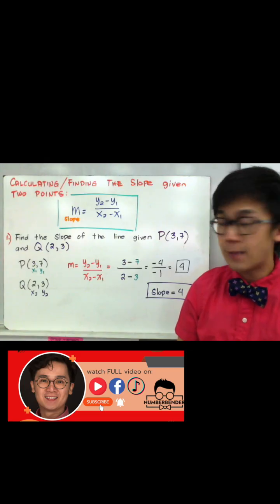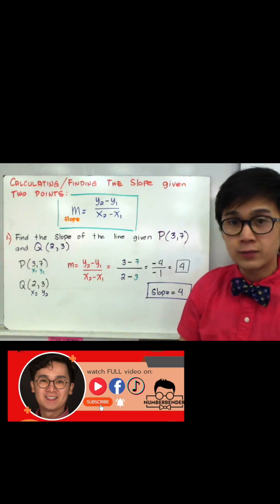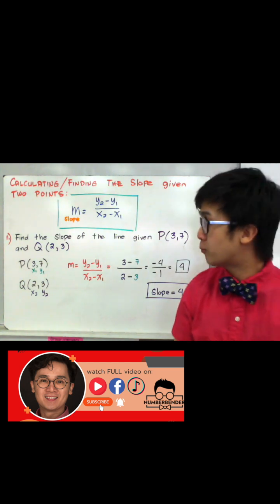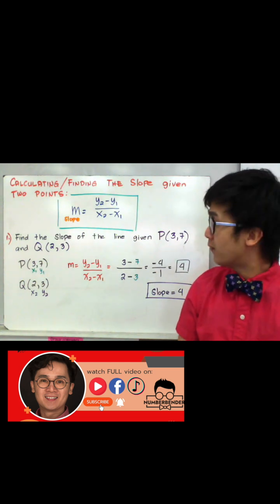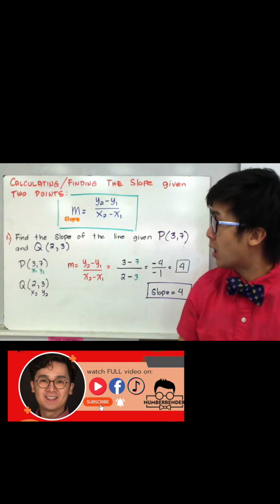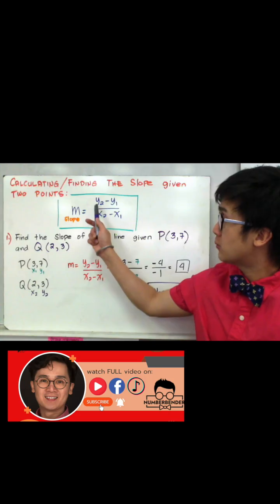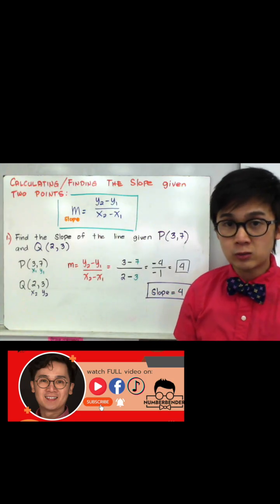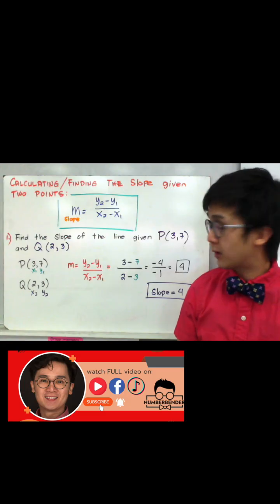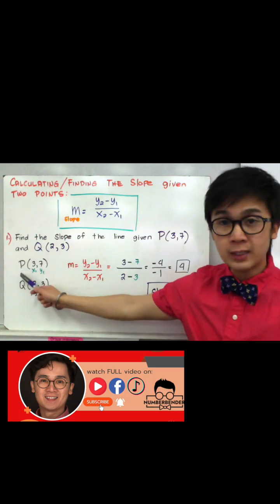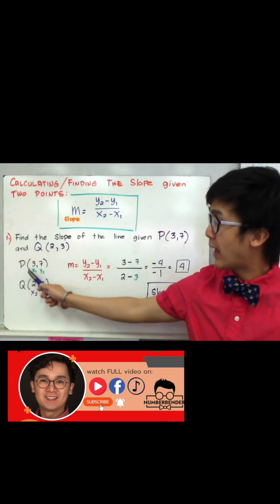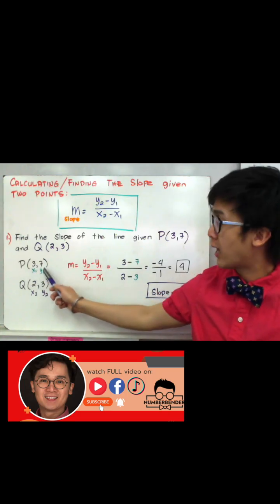So for the first example, we need to find the slope of the line given 2 points. The first point is P, which is (3, 7), and the second point is Q, which is (2, 3). In finding the slope of this particular line given 2 points, using the formula y sub 2 minus y sub 1 all over x sub 2 minus x sub 1, your first step is to label each of your ordered pair. So for our point P, we have the pair 3 and 7, so our x will be 3 and y will be 7.